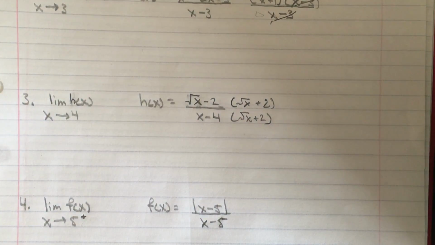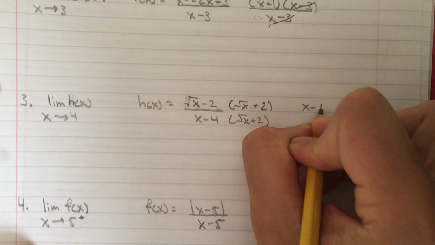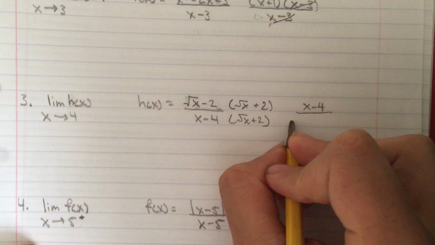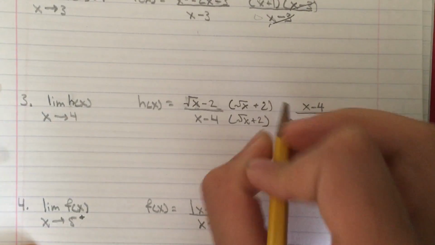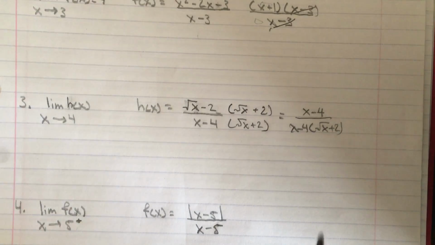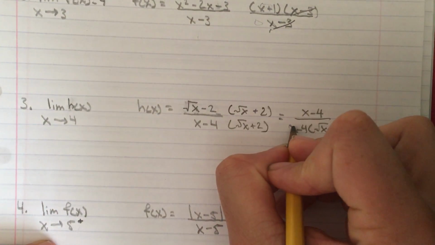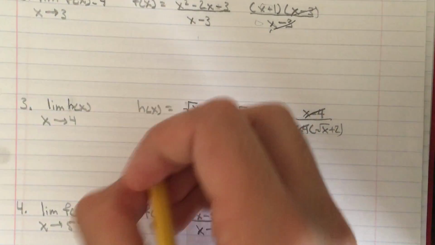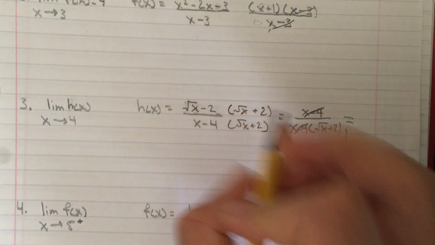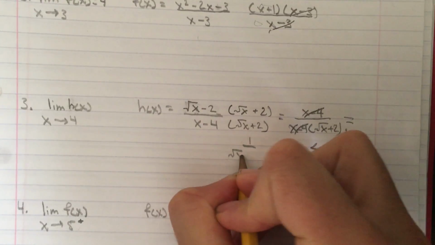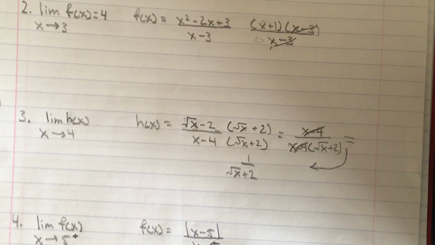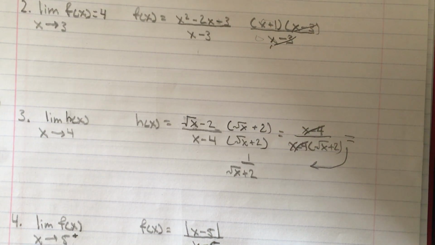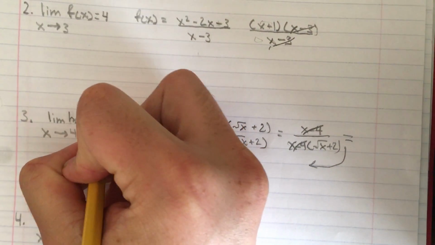What that gives us, simplified, is x minus 4, when you multiply that, over x minus 4 times the square root of x plus 2. And those equal each other. What we see is we can cancel out the x minus 4. We end up with 1 over the square root of x plus 2. That is much nicer to plug 4 into. When we plug in 4 to this equation, we end up getting 1 over 4. So the limit of h of x as x approaches 4 is 1/4.